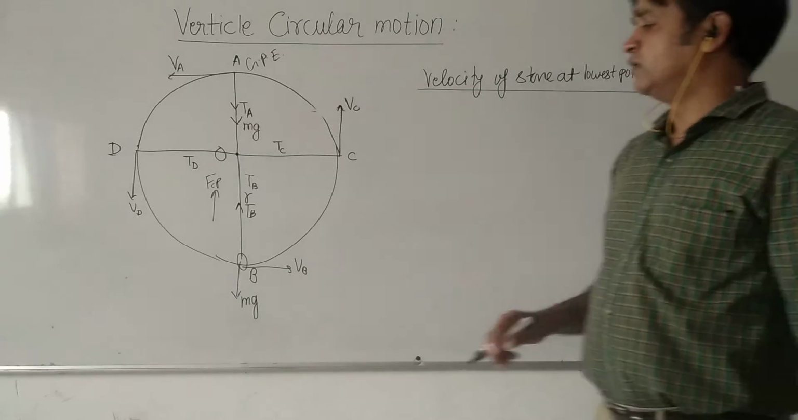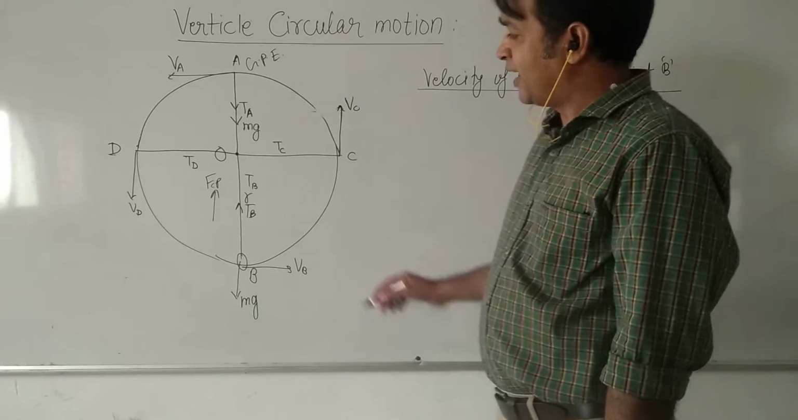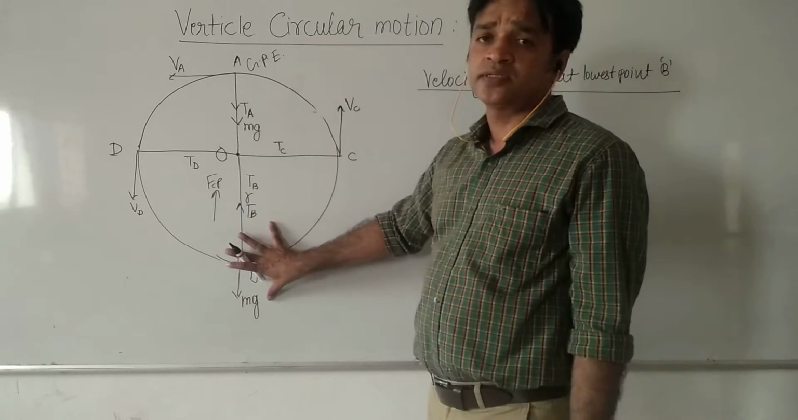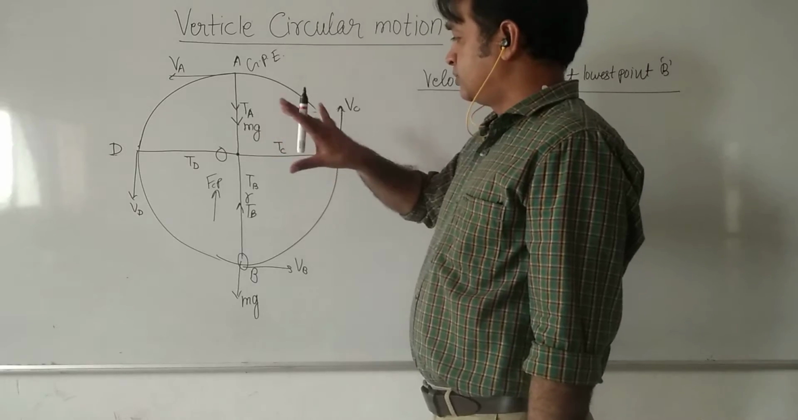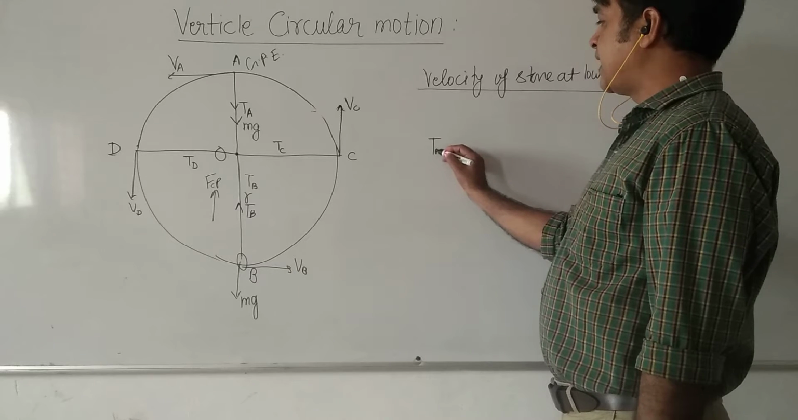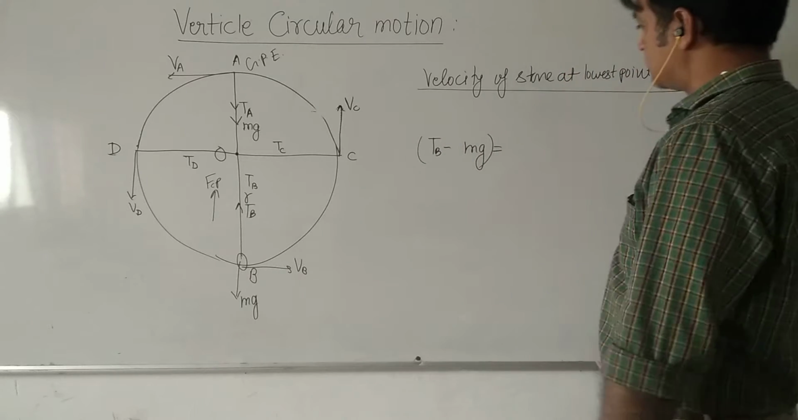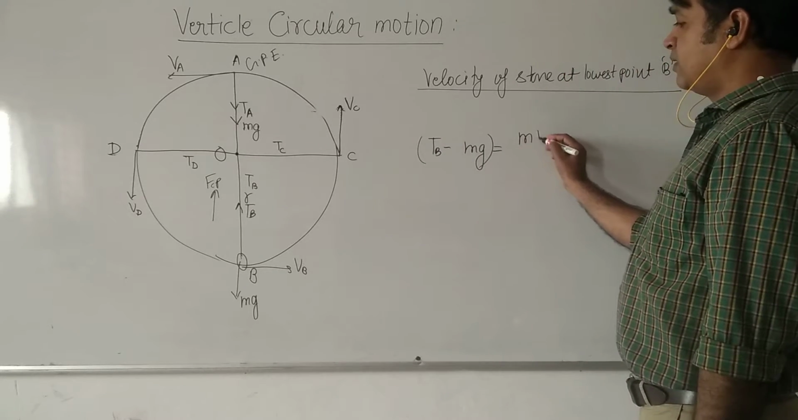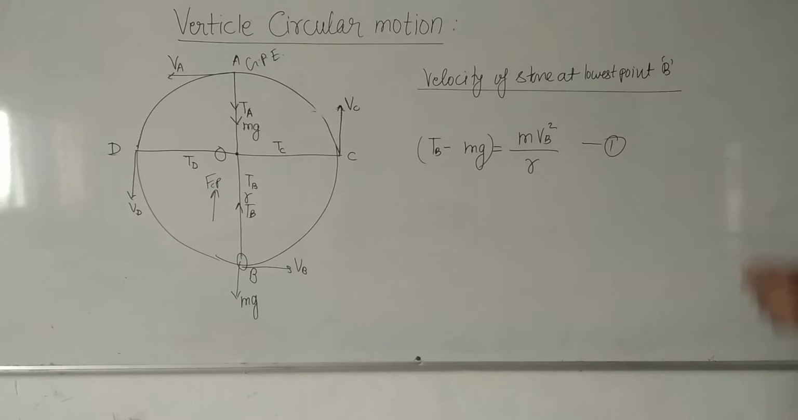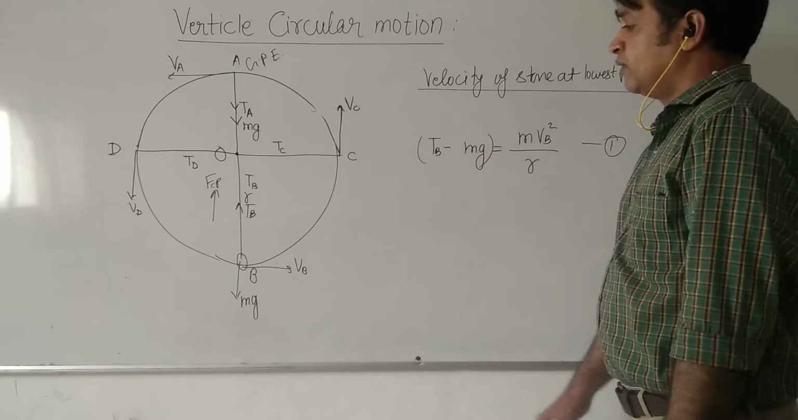First, we draw the forces. The weight of the body, mg, acts downward, and the tension is upward, and the resultant of these forces generates centripetal force, meaning Tb minus mg provides the centripetal force, m Vb square upon r. Equation number 1.